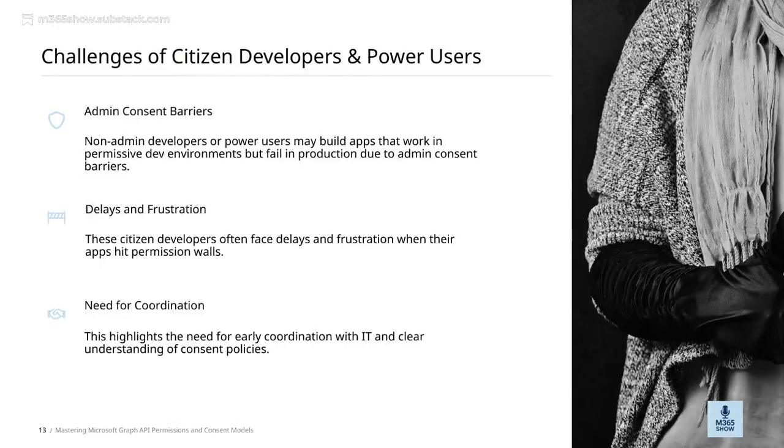Let's take a look at some of the challenges faced by citizen developers and power users. One of the main issues is mastering Microsoft Graph API permissions and understanding the consent models. This is crucial because it directly impacts how smoothly their applications can be developed and deployed. What this slide emphasizes is the importance of early coordination with IT teams. By engaging IT early on, citizen developers can better understand the consent policies in place, which helps avoid surprises down the line. Clear communication about these policies ensures everyone is on the same page.